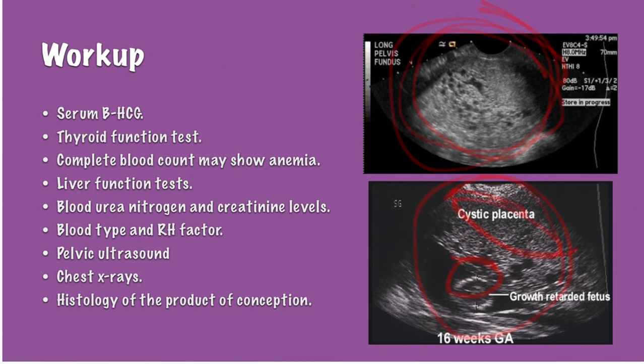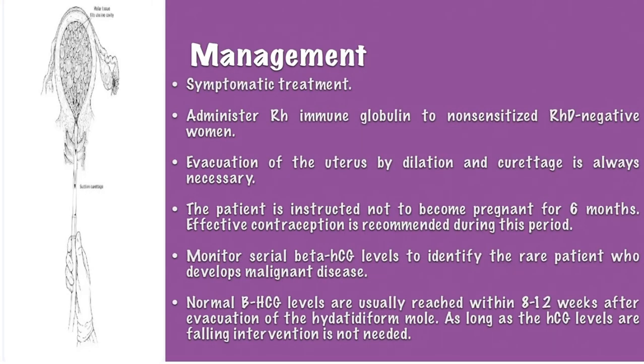We'll also do a chest x-ray and histology of the products of conception. Chest x-ray, because this invasive type of mole likes to metastasize to the chest, so a chest x-ray is important to rule out any metastasis to the chest. Management: symptomatic management, such as if the patient is anemic, we will treat her anemia, and if the patient shows symptoms of dehydration due to hyperemesis, we will treat that. And if the patient shows symptoms of hyperthyroidism, we will treat her accordingly.